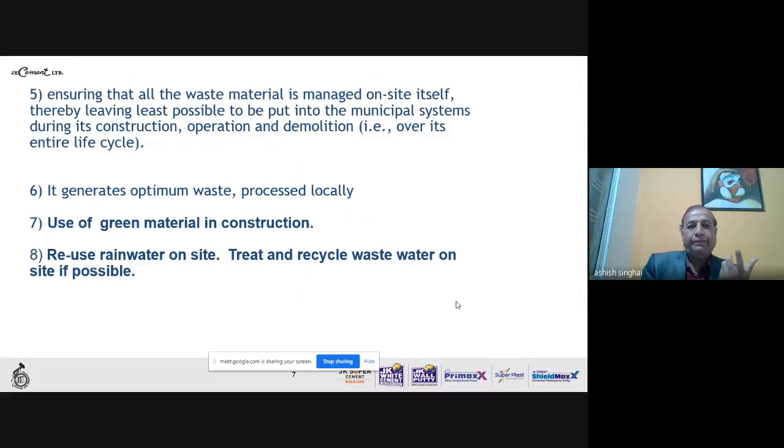Fifth point is the waste material management, which is very, very important. For example, after your construction or the built environment has completed its life cycle, it will obviously be put to demolition either by the authorities or by the occupants themselves. After the demolition, a huge amount of debris and construction waste material is going to be generated.